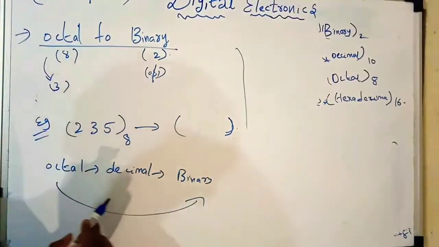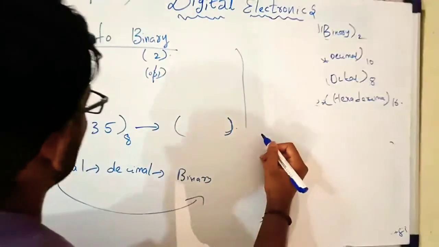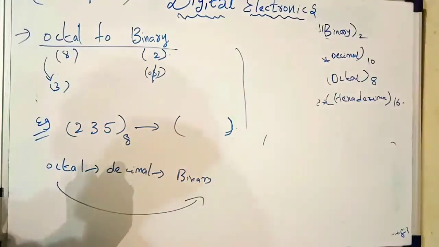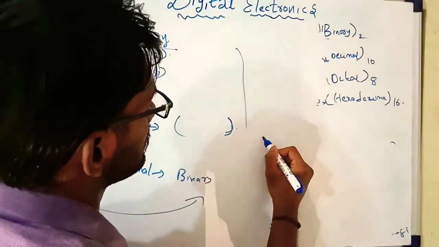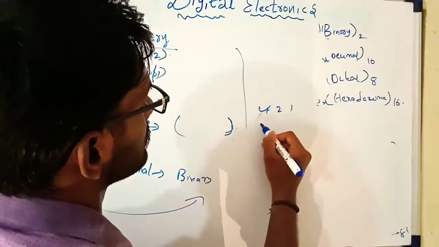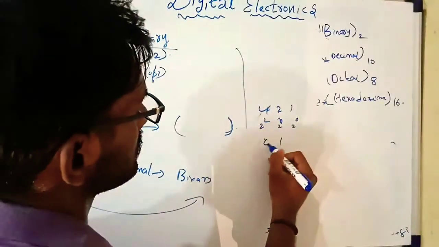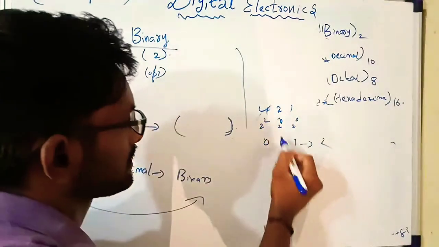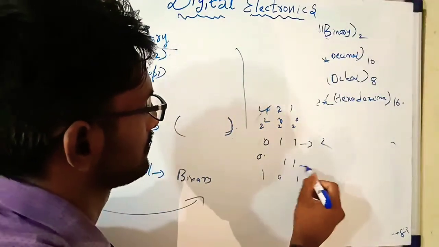Instead of octal to decimal, we will directly convert octal to binary. So this is 235. This is octal, so for each digit we need 3 bits. For 2 we need a value. Generally 2 can be represented using 4, 2, 1, that is 2 square, 2 power 1 and 2 power 0. Here 2 means 0 1 0. For 3 we need 2 plus 1, so these bits are 1, 1 and this 0. For 5 it is 4 plus 1, so 1 0 1.